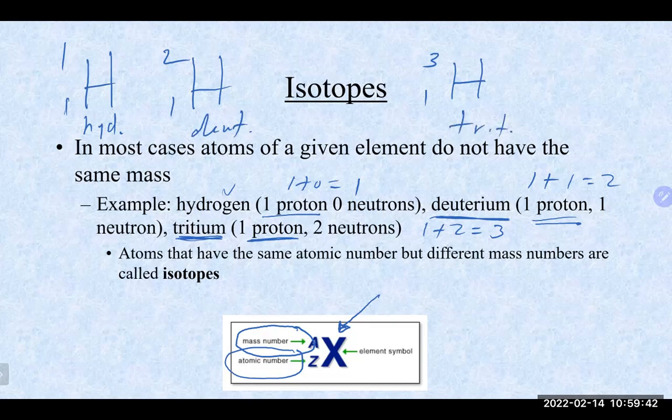Any questions on that? Even though they all 3 have different names, they all are basically hydrogen because they all have 1 proton. They do all have different masses, with the proton, 1 neutron, and 2 neutrons here. So that's a very common way that isotopes are written.